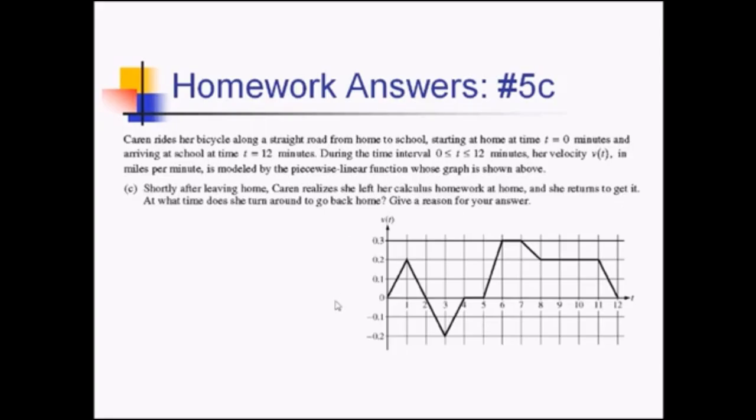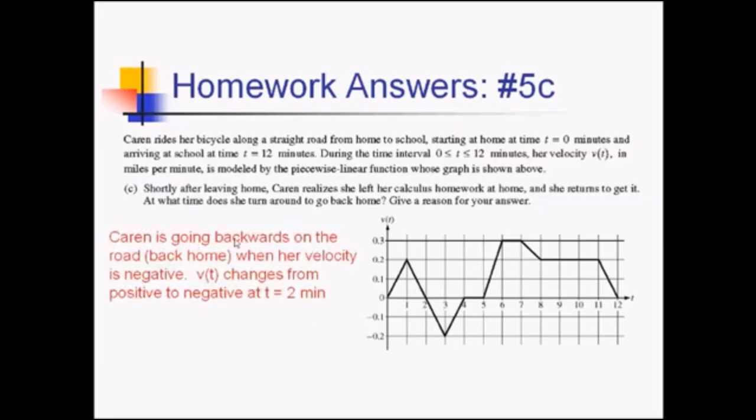The key on this problem is realizing that the velocity graph here, the sign of the velocity, is telling us the direction that Karen is going. When the velocity is positive, like most of this graph here, Karen is heading towards school. When velocity is negative, like down here, Karen is heading back home. So we know that Karen is going backwards on the road back home when that velocity is negative. That means that when velocity changes from positive to negative, like at t equals 2 minutes, that's the time that Karen must have turned around.